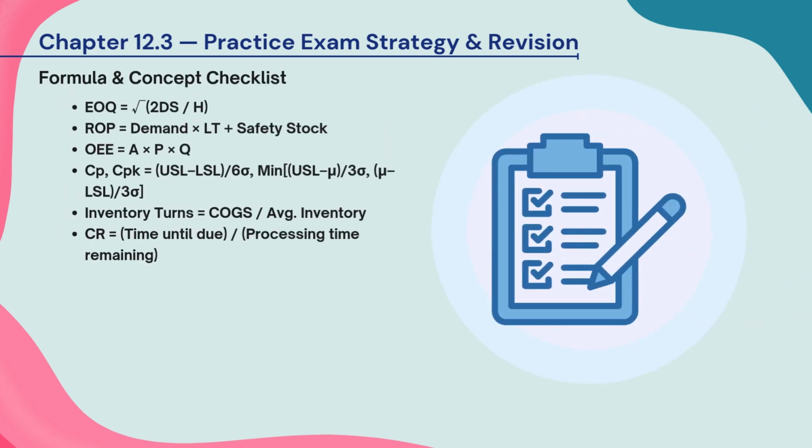This section provides a quick formula and concept checklist to strengthen exam readiness. Candidates should be comfortable applying EOQ, ROP, OEE, CPL-CPK, and inventory turns in scenario-based questions, as these formulas frequently appear in CPIM exams. It's important to recognize when to use each formula, especially under time pressure, and to interpret results rather than simply calculate them. Understanding critical ratio logic also helps in scheduling and priority decisions, making these concepts essential for fast and accurate exam performance.